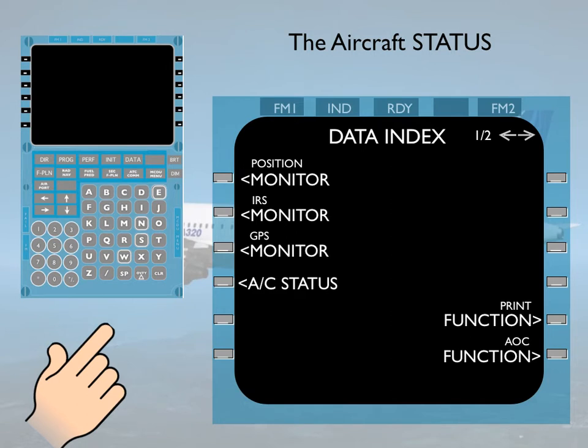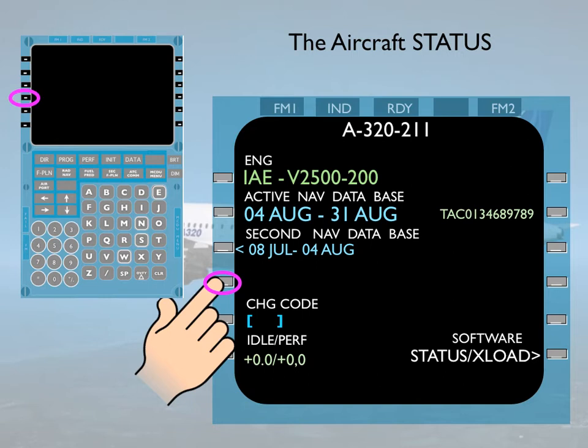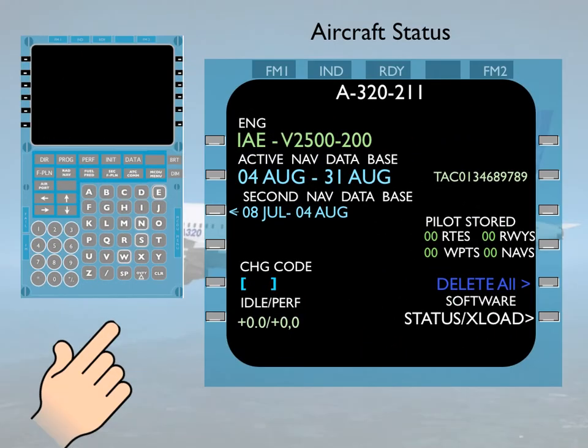One of the first important steps that you will perform is to check the aircraft status. Let us do it now. From the data page, let us select the line select key of aircraft status. Let us go into the details of the aircraft status page.